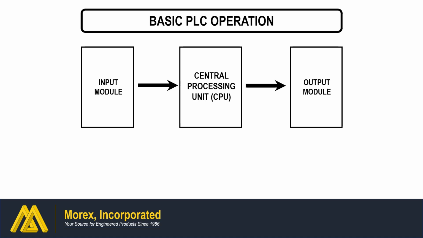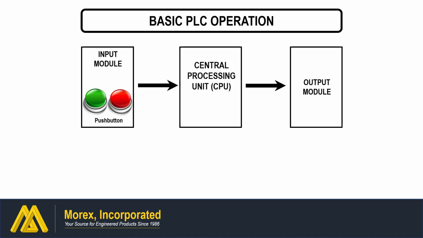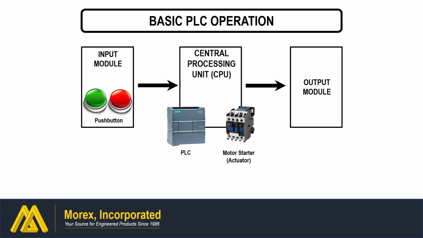In this simplest example, push buttons as sensors connected to PLC inputs can be used to start and stop a motor, connected to a PLC through a motor starter as actuator. A PLC works in a program scan cycle where it executes its program repeatedly. The simplest scan cycle consists of 3 steps: read inputs, execute the program, and write outputs.